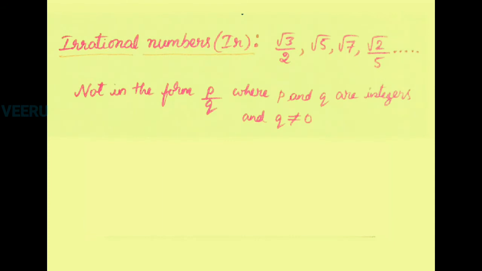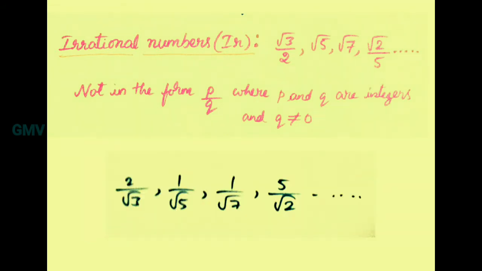Now let us know about irrational numbers. A number which cannot be written in the form of p by q, where p and q are integers and q not equal to 0, then those numbers are called as irrational numbers. See the examples, root 3 by 2, root 5, root 7, root 2 by 5. Here the numerators are not integers. Hence these are the irrational numbers.